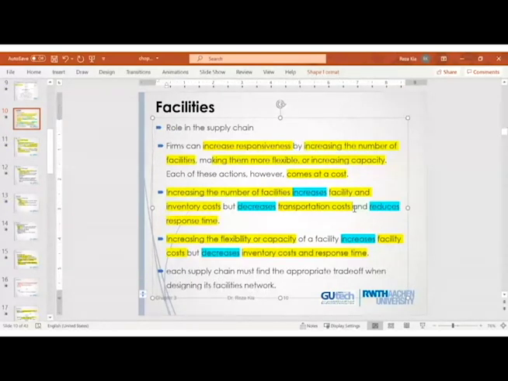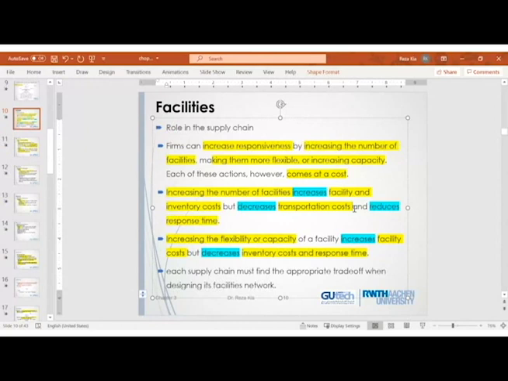And this is the case even for increasing flexibility or capacity. Again, that will bring some cost, but the response time will be reduced. And finding an appropriate trade-off between facility costs, inventory costs, transportation costs, and response time will be discussed in detail in chapter 5.